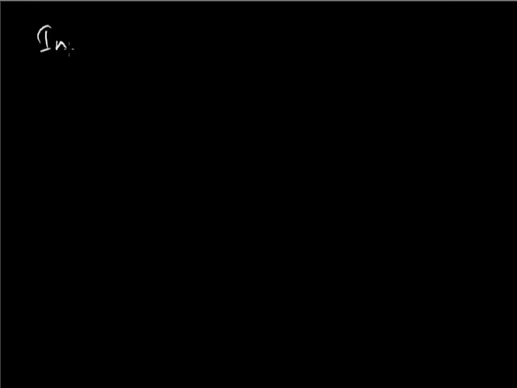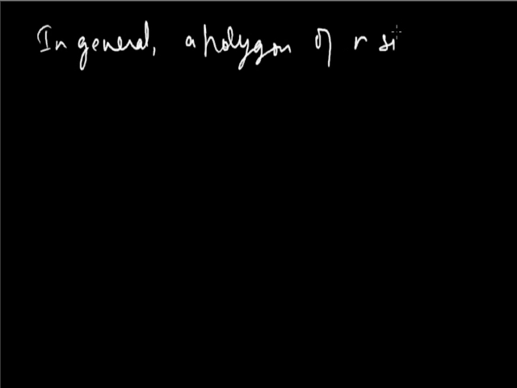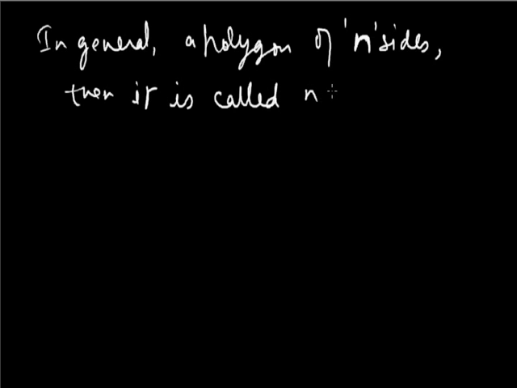In general, if a polygon has n sides, where this small letter n represents the number of sides, then it is called an n-sided polygon.